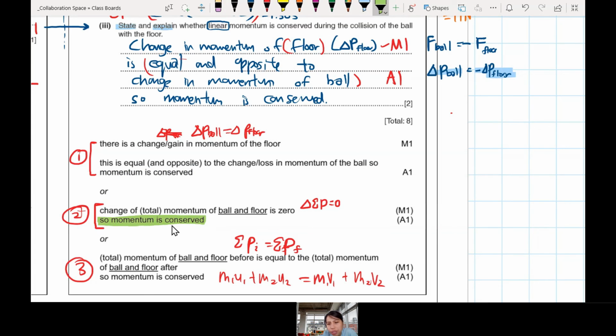But then this is the M1A1. It means you must say the M before you can get the A. They're all linked together. So although this is a 1 mark point, whenever you see M1A1, you have to get the M in order to get the A. So if you say yes but you didn't say why, then sadly you cannot get it, although it's correct. Here the equivalent of yes is: momentum is conserved.